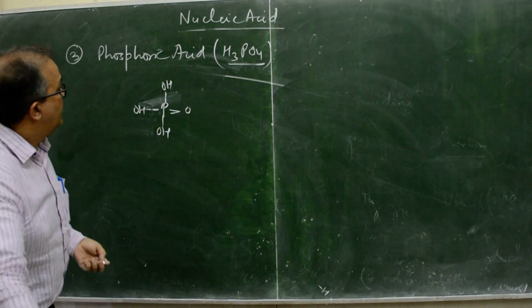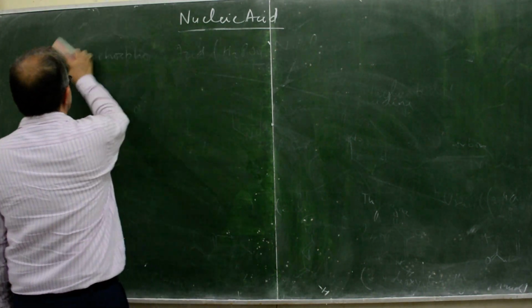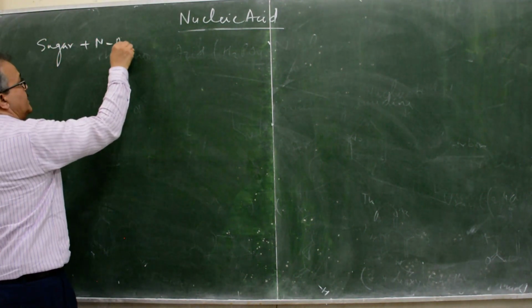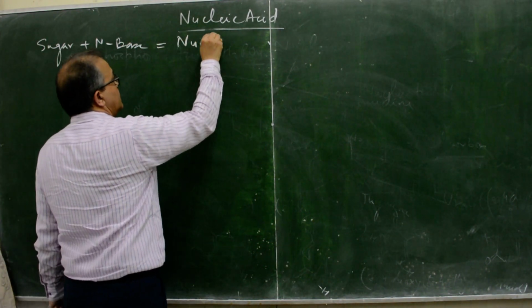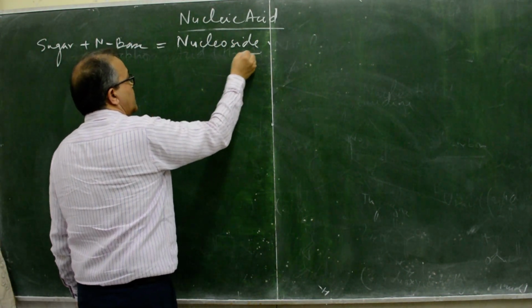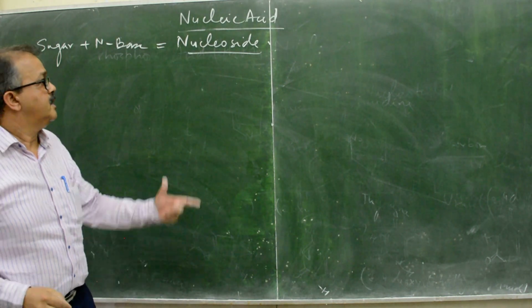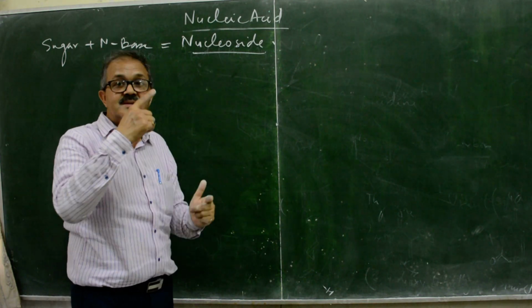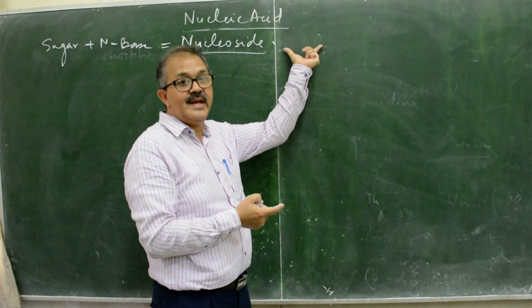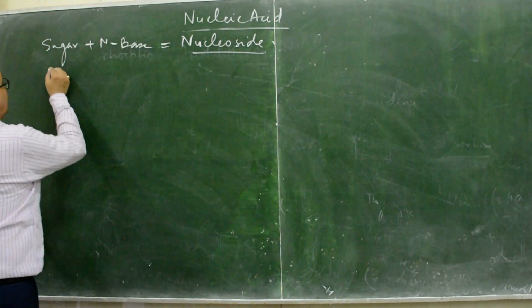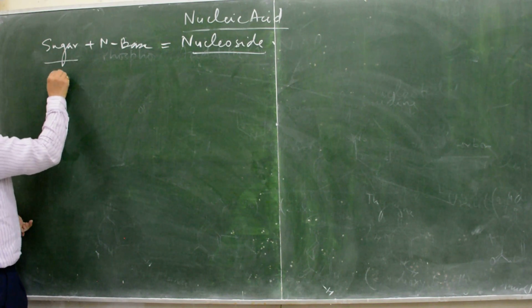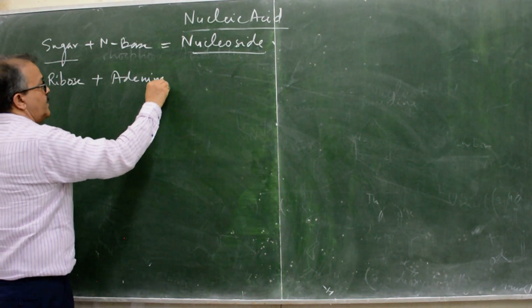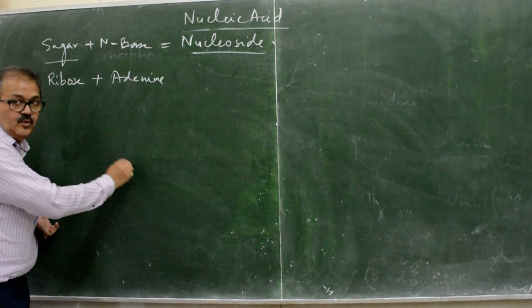I have told you that sugar plus nitrogen base will form a nucleoside. Nucleoside is not the unit; it is incomplete. The unit should be complete. Nucleotide is the unit. So first you add phosphoric acid, then it will be a nucleotide. The sugar may be ribose or deoxyribose. The nitrogen base may be adenine, guanine, cytosine, thymine, or uracil.